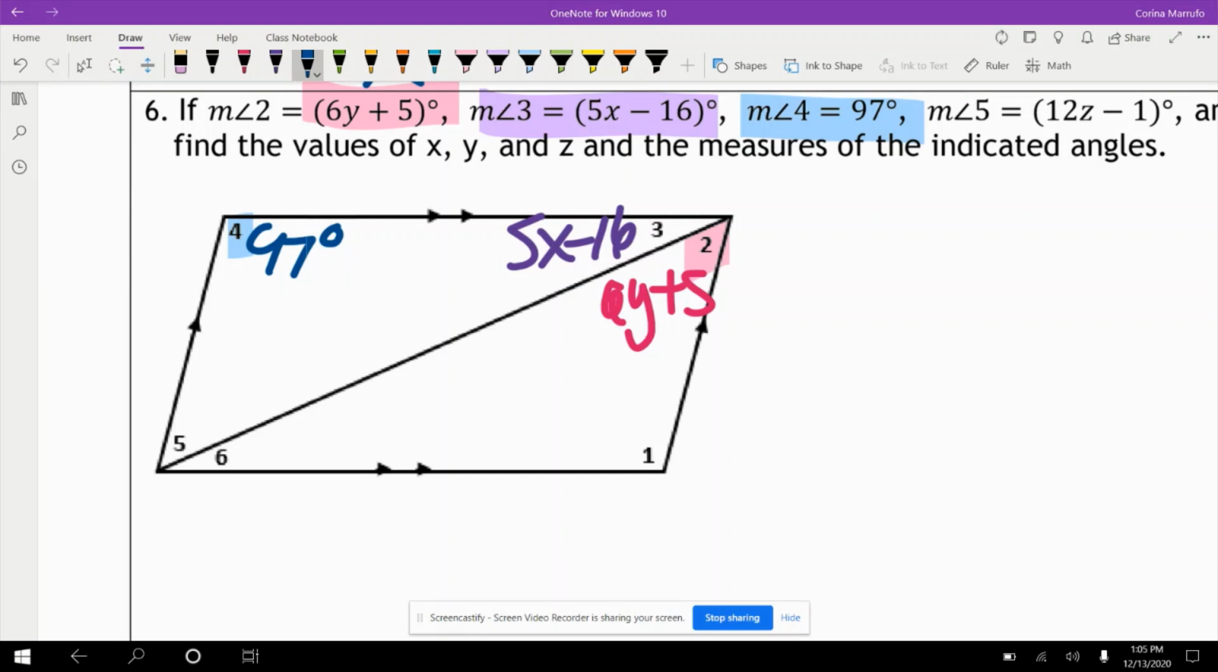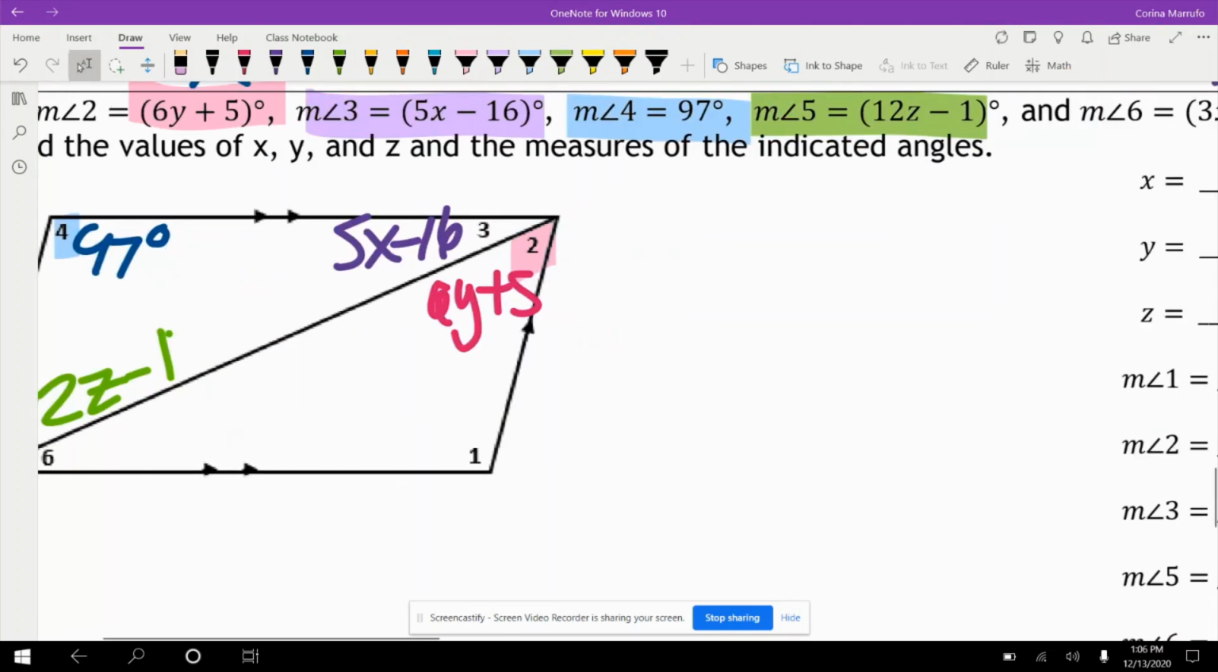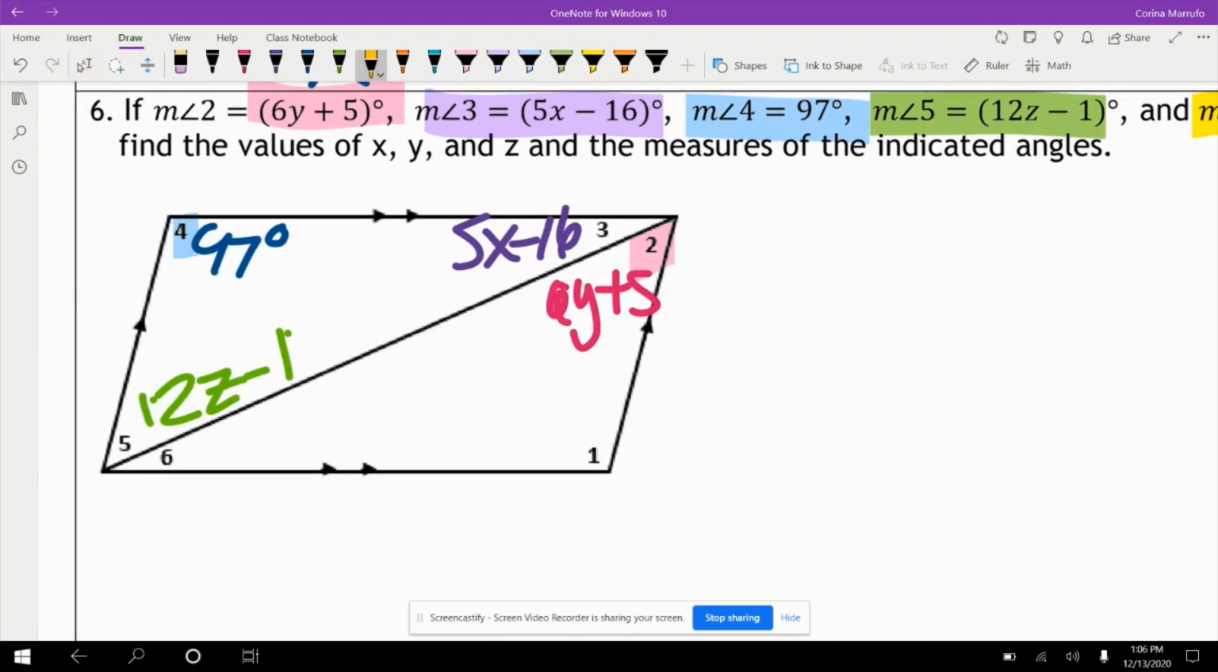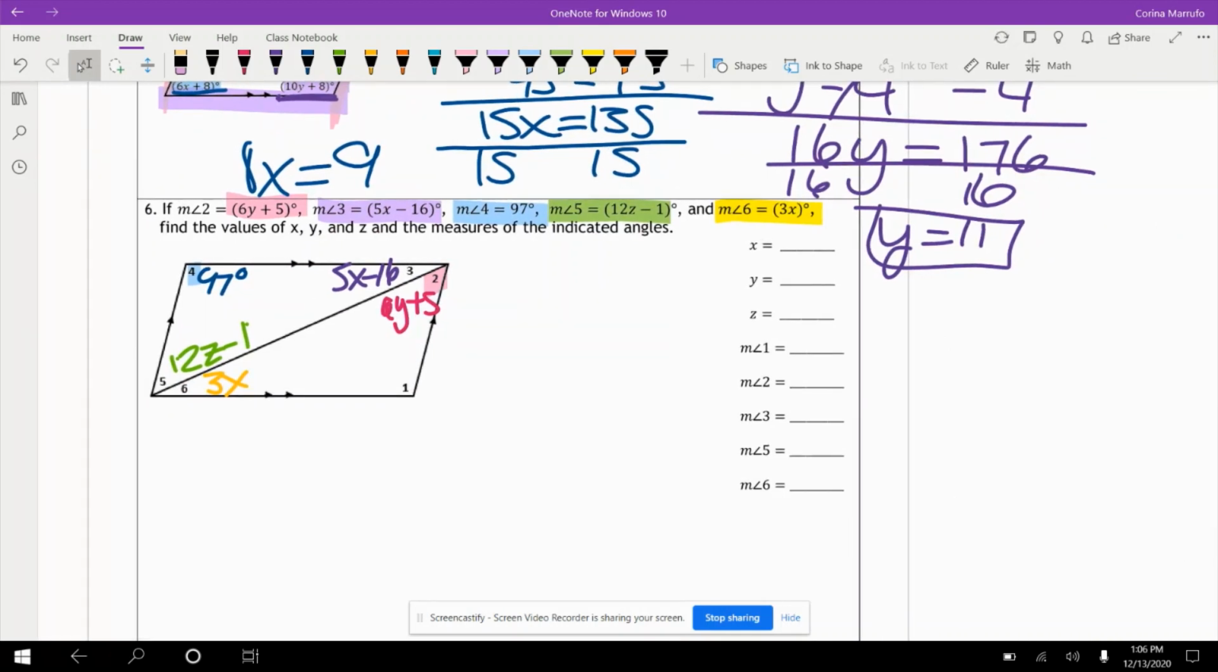So here's 4. 4 is going to be 97 degrees. And then we have the measure of angle 5. So measure of angle 5 is 12z minus 1. And then we have the measure of angle 6 is 3x. Okay, so they want us to find the values of x, y, and z, and then they want us to find the measure of all the indicated angles.